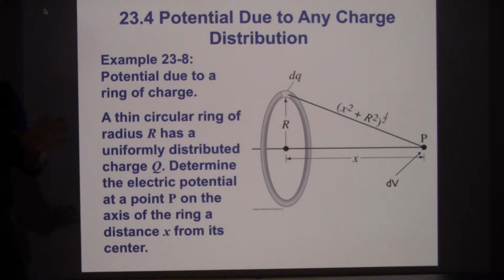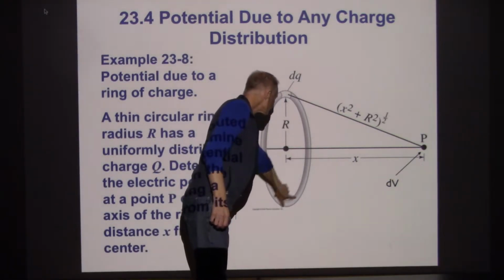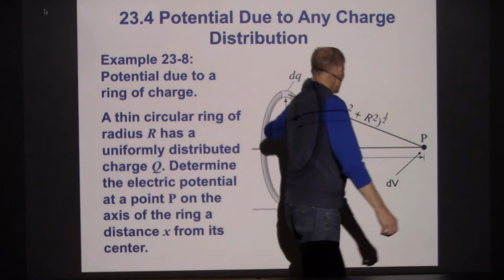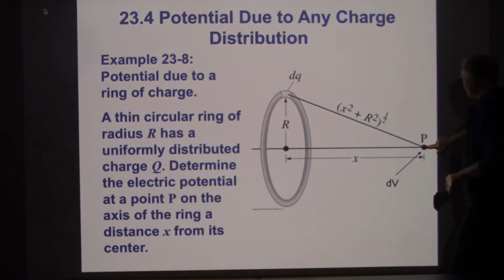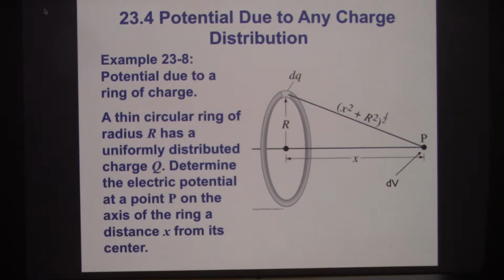Okay, here's a problem that, to me, looks terrifying. Here is a charged ring. It's got charge uniformly distributed. What's the electric potential at that point? Now, we looked at a problem kind of similar to this when we were looking at electric fields. And with the electric fields, we had to keep track of components and such. Here we don't have to, because it's electric potential.